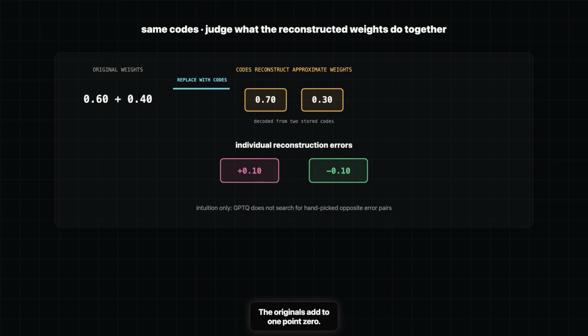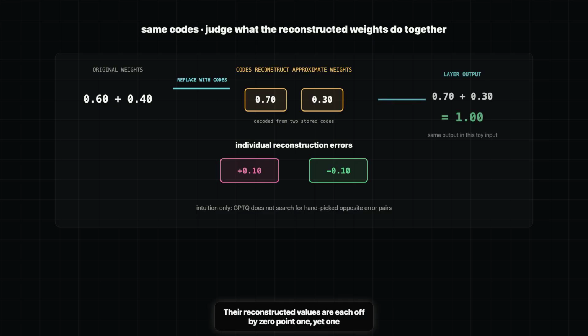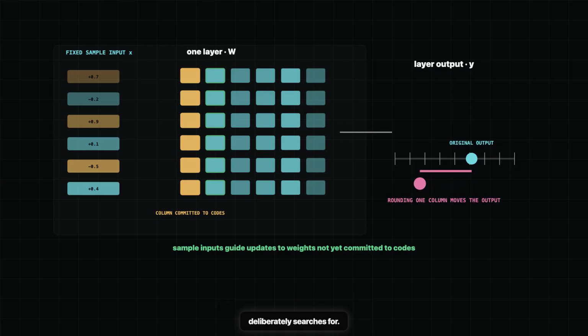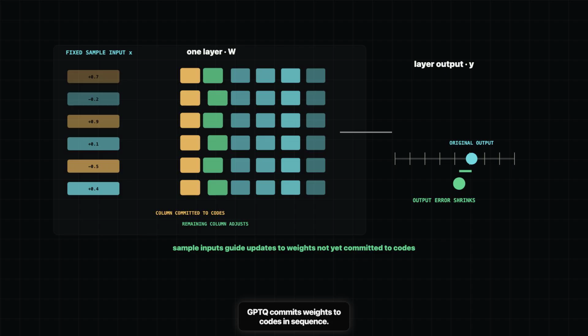The originals add to 1.0. Their reconstructed values are each off by 0.1, yet one error is high and the other is low, so the output still adds to 1.0. This cancellation is only an intuition, not a pair that GPTQ deliberately searches for. On representative inputs, GPTQ compares the layer's original output with the output produced by reconstructed weights. GPTQ commits weights to codes in sequence. When those reconstructed weights shift the layer output, information from the sample inputs guides updates to weights that have not yet been quantized. The goal is to reduce the output error introduced so far.